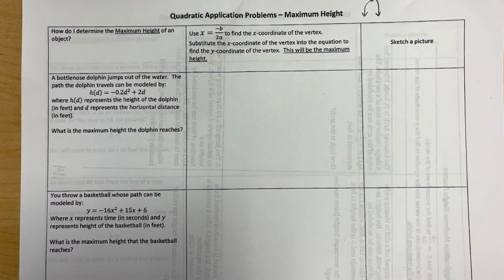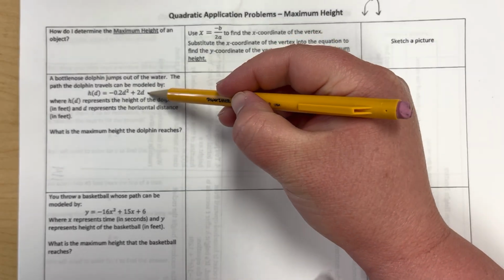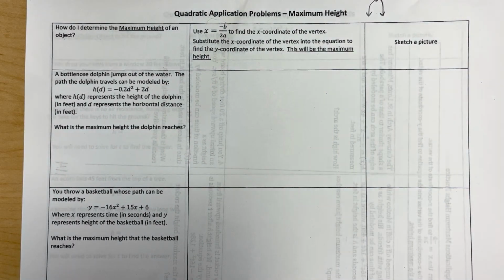A bottlenose dolphin jumps out of the water. The path of the dolphin traveled can be modeled by the equation right here, where h of d represents the height of the dolphin in feet and d represents the horizontal distance in feet, so how far across the dolphin has gone. We want to find the maximum height the dolphin reaches.